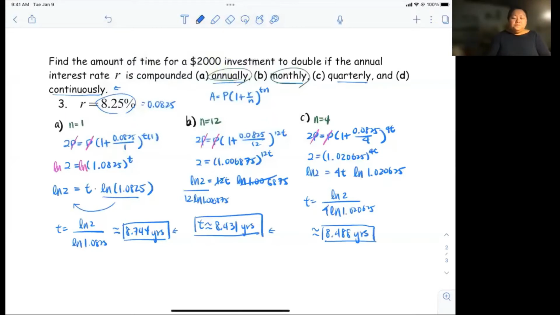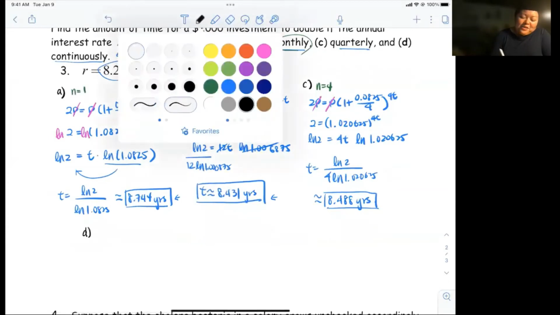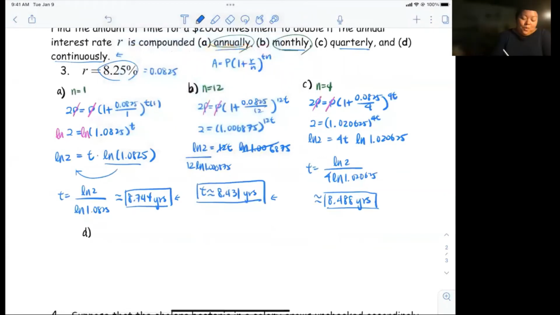Okay, so obviously nothing's better than continuously, because continuously you're doing this continuously, right? So your equation is A equals P e to the rt, so you want to double your investment, P e to the 0.0825 t, right? Same as before, the P's should really reduce out because it doesn't matter where your principal is, you want to double that. And now you have 2 equals e to the 0.0825 t.